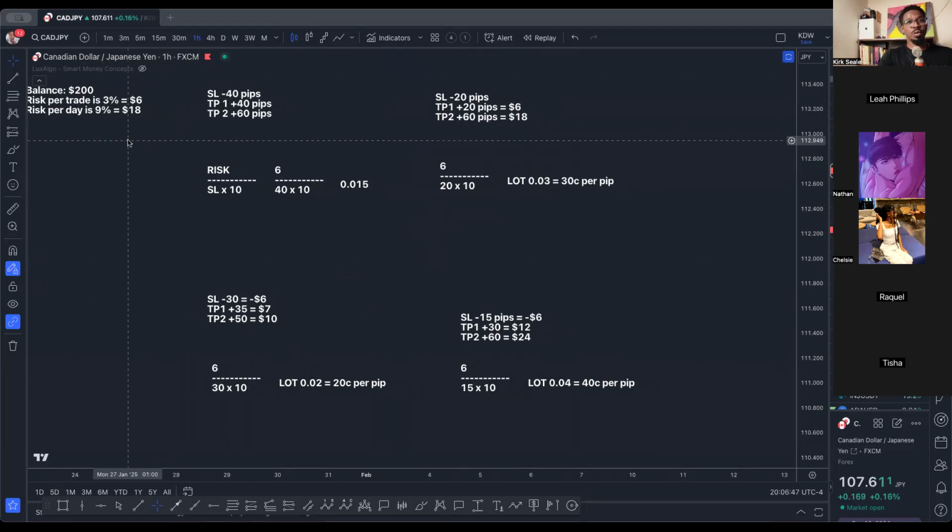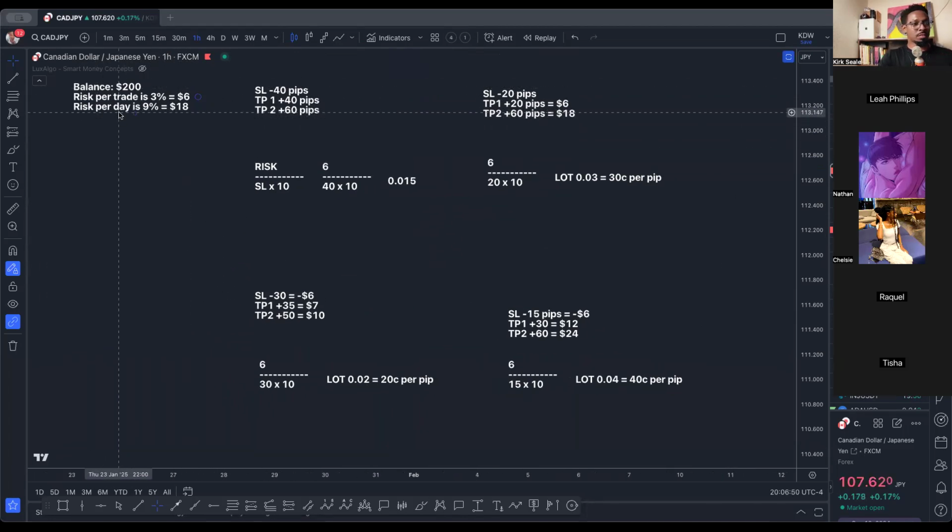You guys saw we all had this $200 balance. Whenever the stop loss got small, our lot size went up. When the stop loss was 40, lot size was 0.1. When it was 20, 0.03. And when it was 15, 0.04. And when it was 30, 0.02. All right. So the lot sizes can change if your risk gets reduced, right? If the risk in pips gets smaller, our lot sizes get bigger.